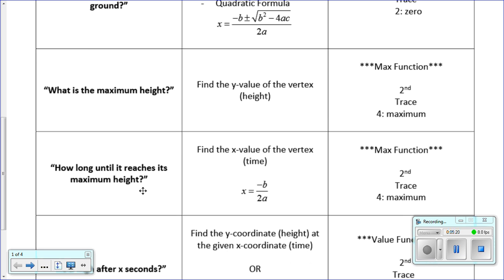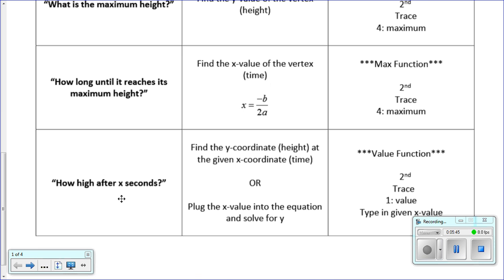So, how long did it take to reach the maximum height? That's looking at what is the x value when it is there. Remember, time is your x value. So that's just calculating the line of symmetry, the negative b over 2a. So again, you can go to calculate your max in the calculator and just write down the x value. Same thing with what is the maximum height. You can calculate the maximum in your calculator and just write down the y value.